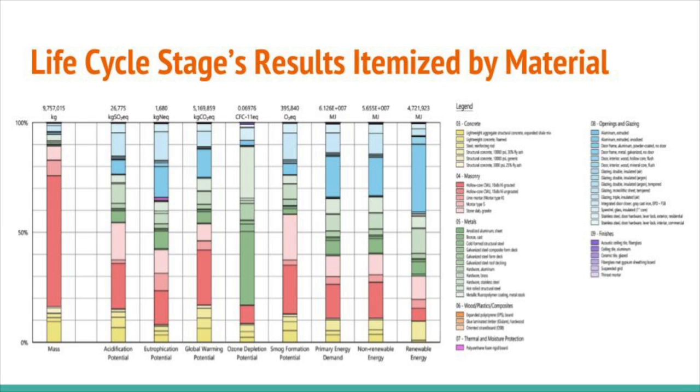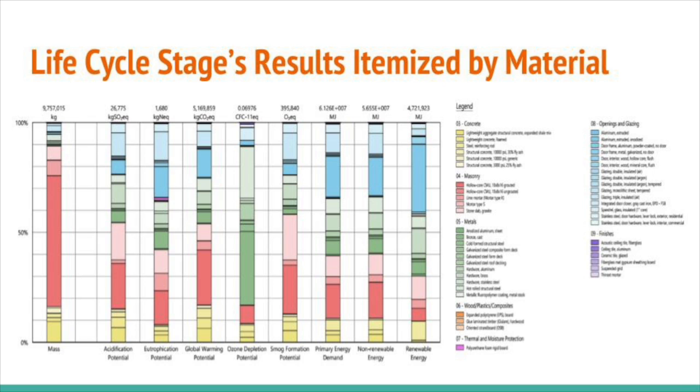In slide 15, we break down these same results by material this time. Here, the impact levels seem to be much more varied. It seems to be masonry that takes up the majority of the environmental impact for at least most of these categories, specifically mass, which takes up more than half of the entire environmental impact. And you see acidification potential, eutrophication potential, global warming potential, and smog formation potential, in which masonry takes up a plurality of the environmental impact.